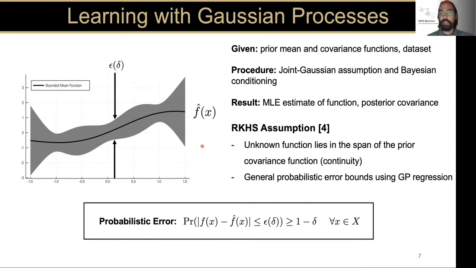Now, if we assume that the unknown function f lies within the span of the prior covariance function, which is called the reproducing kernel Hilbert space, we can use existing results for bounding the error between the unknown function and the regression that we get. And this is in terms of some delta value that scales with the interval that we're considering. And from this, we can get high probability error bounds. And the reference for what we've used is available at the end of the PowerPoint.